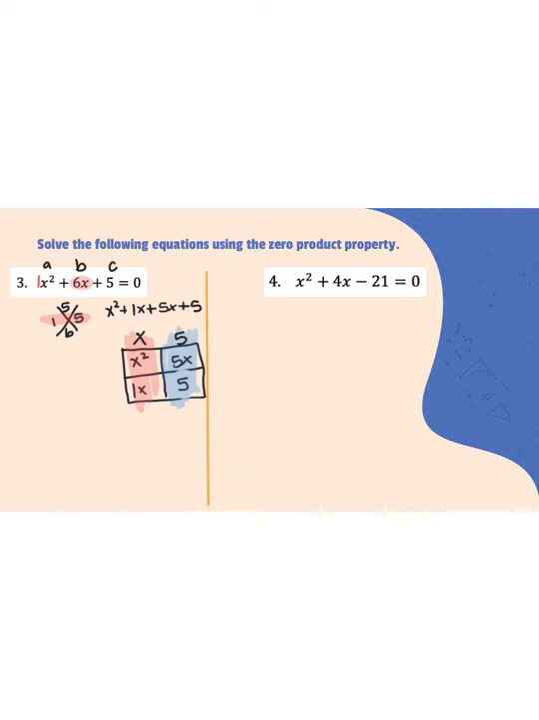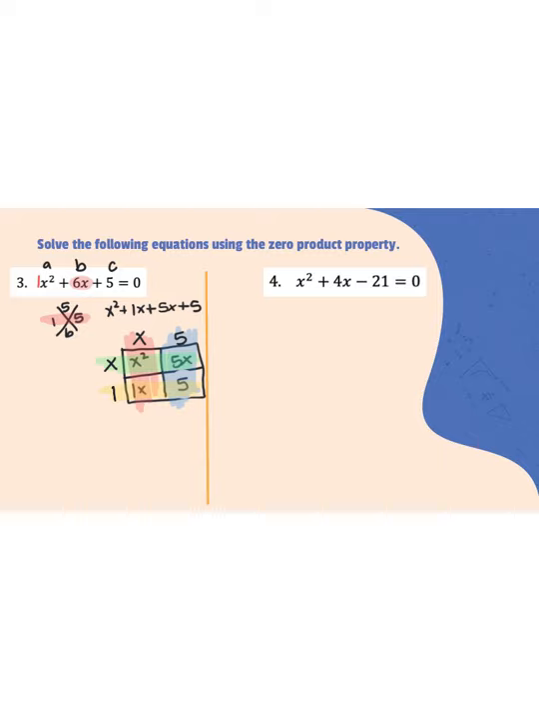Now I'm going to do my rows. So I have x squared and 5x. I'm looking at these two right here, x squared and 5x. They both have an x in common. So I'm going to put an x there. And finally, I'm going to look right here. I have a 1x and a 5, and I see that the only number that both of those have in common is a 1.